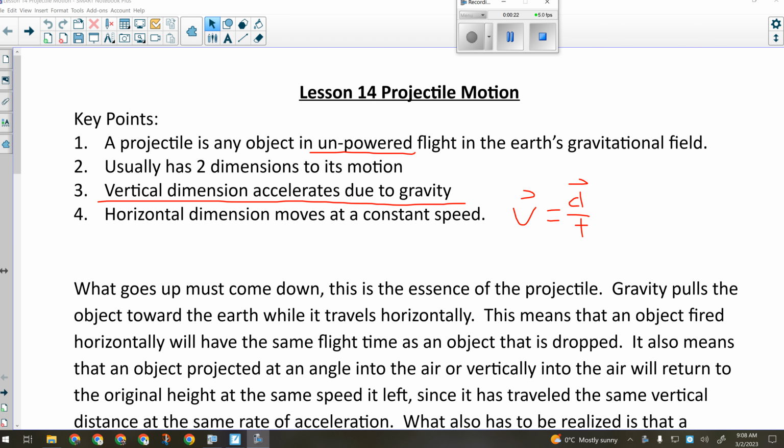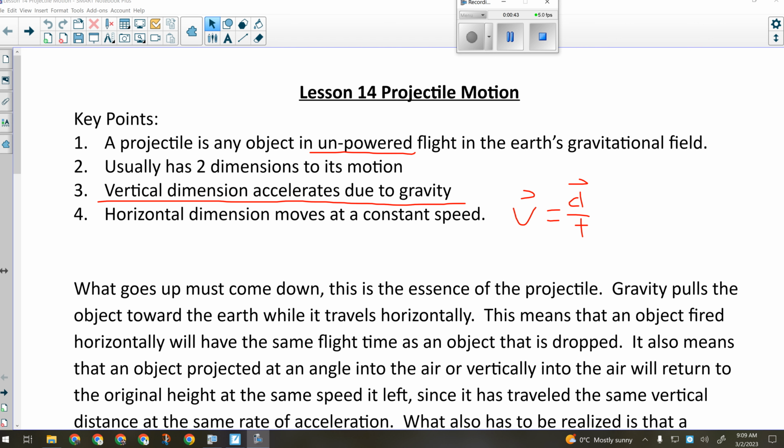The reason we do projectile motion last in this unit is because it uses everything from this unit except gravity. Right? So you're going to have to use v equals d over t. You're going to have to be able to find vector components. You're going to have to use acceleration formulas. All of that stuff is part of projectile motion.